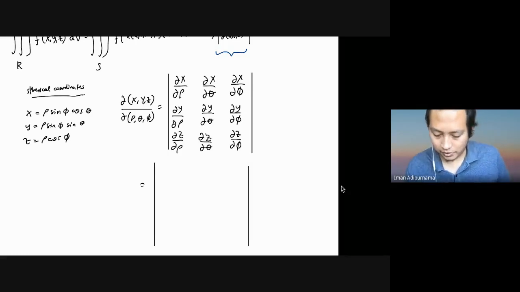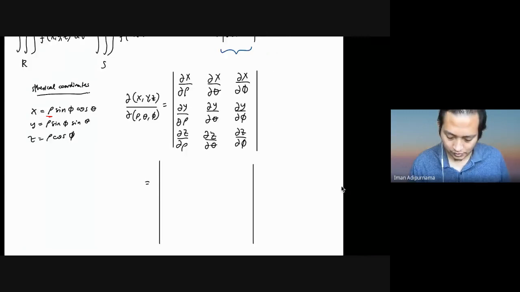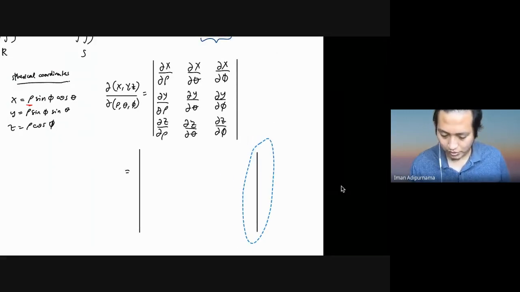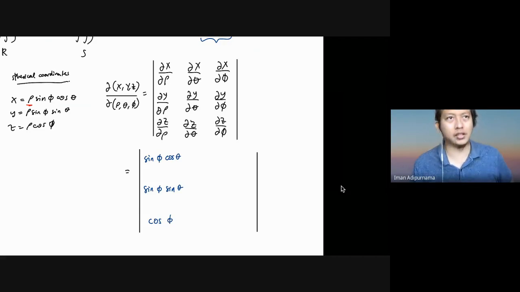Okay, integrate x to rho. So rho is just a row there, right? So we just have, maybe I need to take here. So this will be sine psi cos theta, and then this will be sine psi sine theta. And the rest is for the z, which is cos psi.